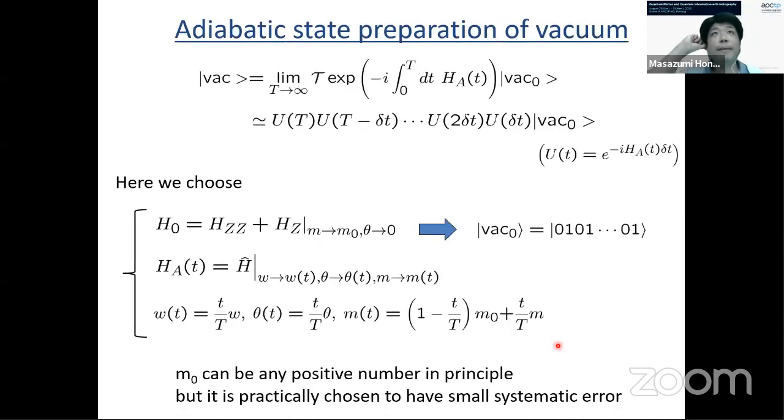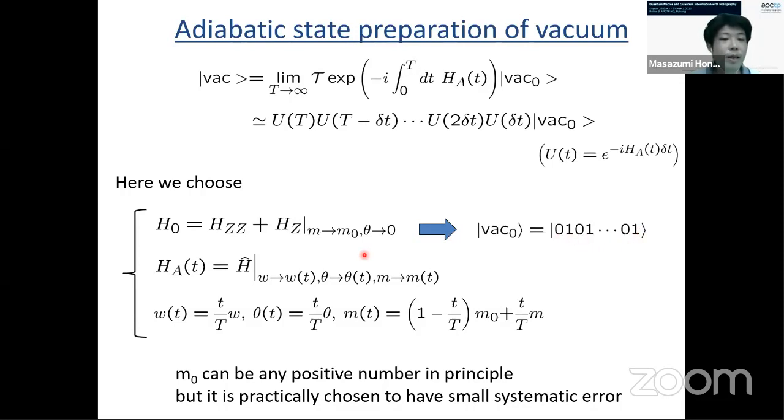And again, we use adiabatic state preparation. So this is the ideal time evolution, and we approximate this time evolution by the product. So U_t is the exponential of minus iH delta t. And here we choose the initial Hamiltonian as H_ZZ plus H_Z. And we start with theta equals 0. And the vacuum of this Hamiltonian is basically the same as the vacuum of the massive limit.